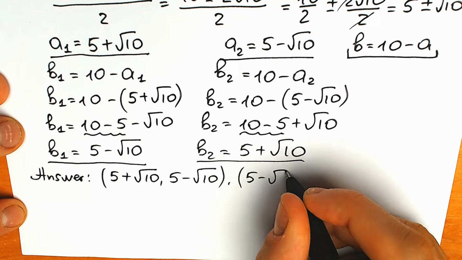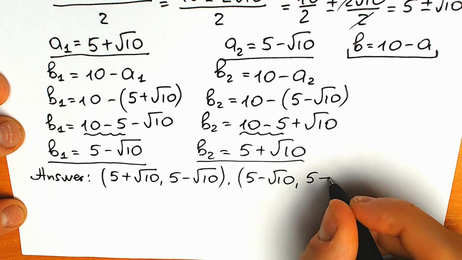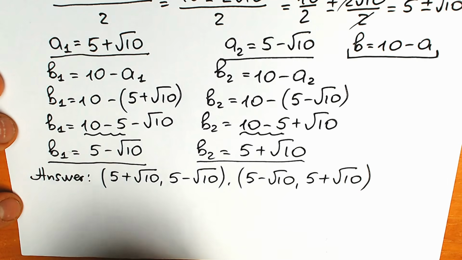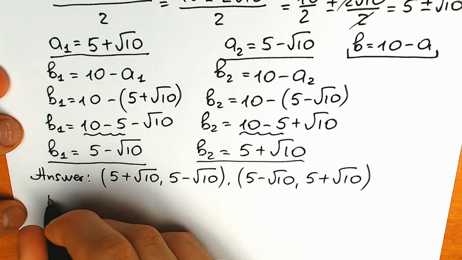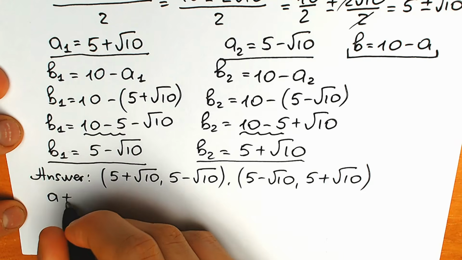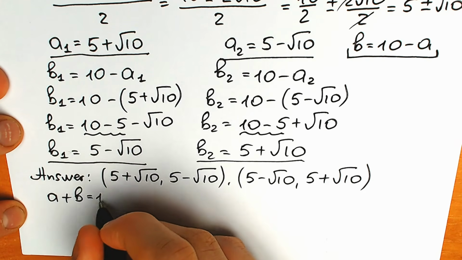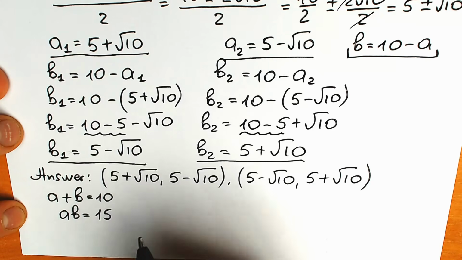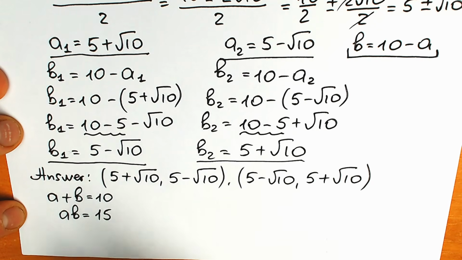5 minus square root of 10 and 5 plus square root of 10. Okay, this is our answer, but in the end, let's check it real quick. So we have our system of equations: a plus b equal to 10 and ab equal to 15. This is our system of two equations, and let's check, for example, real quick our addition.